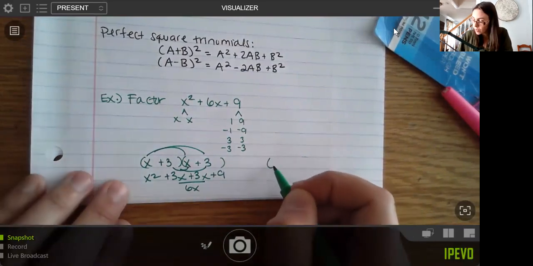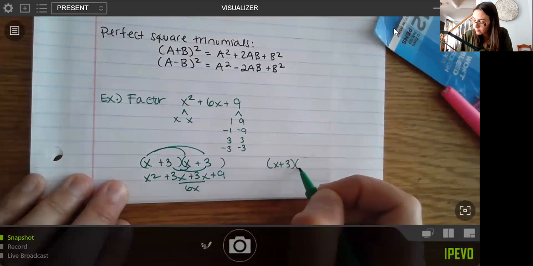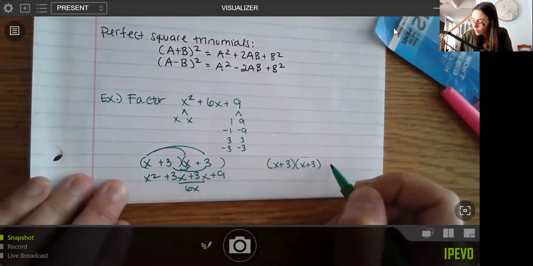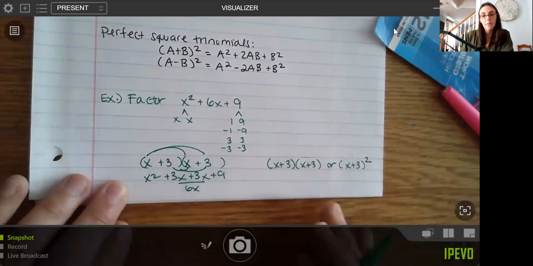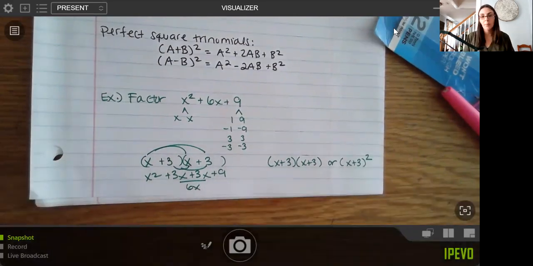So when we factor, you can either write it like this, or if the question wants you to write it with exponents, you can write it that way. So here's an example of a perfect square trinomial. Doesn't matter, we didn't need to use a special formula to solve it. We just used our regular technique.